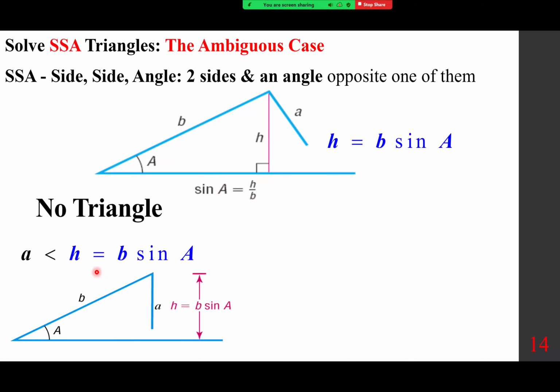If the situation is such that A, this side, is smaller than H, which we proved is equal to B sine A, because this distance is B sine A, then it can't work. There is no triangle. It can't reach the other side.